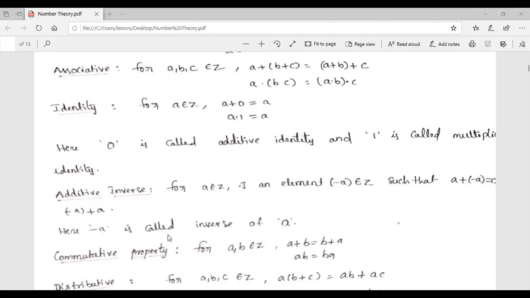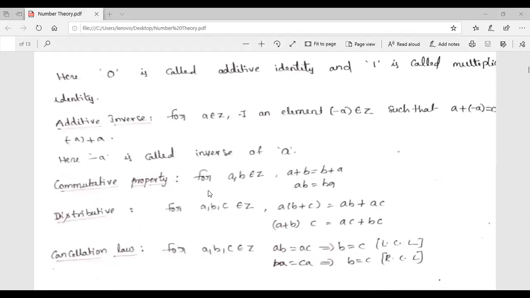Okay. Next, commutative property. For a, b belongs to Z, a plus b is equal to b plus a, and ab is equal to ba. If the set satisfies these two properties, then the given set satisfies the commutative property.